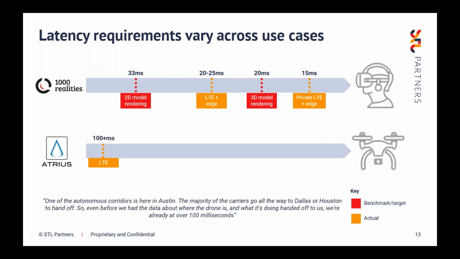Another example is in the drone space. Atrius is starting to test how their infrastructure could work and how they're using edge to enable autonomous navigation of drones. At the moment, they're saying that if you use an LTE network without edge, you're looking at more than 100 milliseconds latency. They've given a specific quote, where their tests are happening in Austin. The issue is that most of the mobile operators hand off outside in Dallas to Houston, and that's part of the reason why there's this delay.